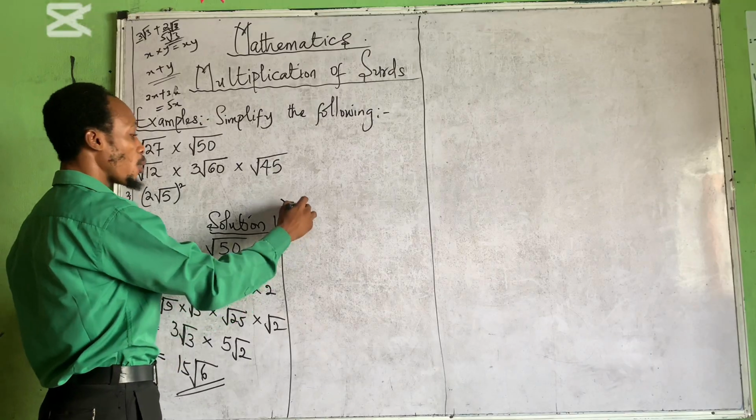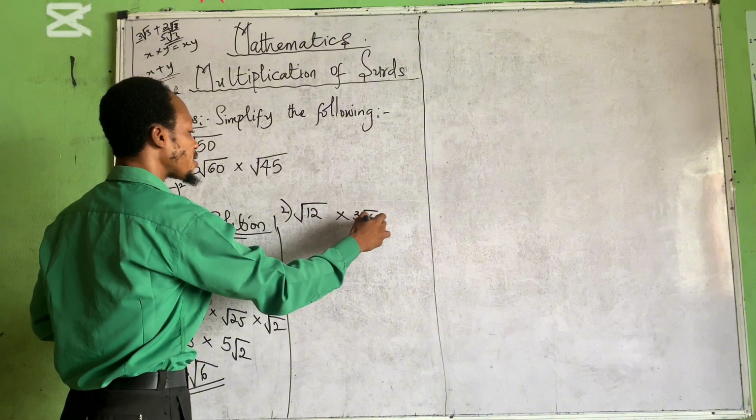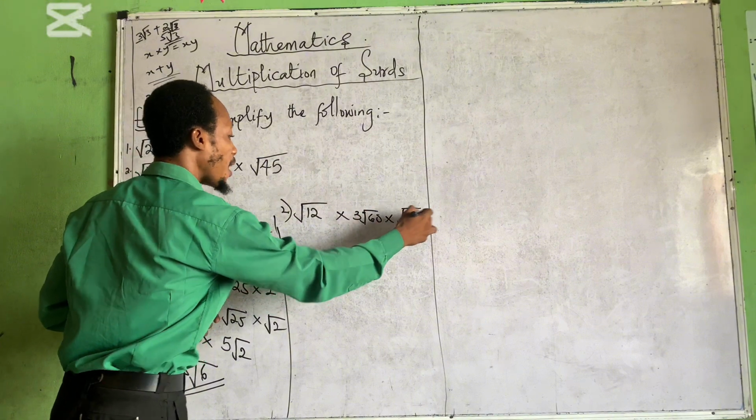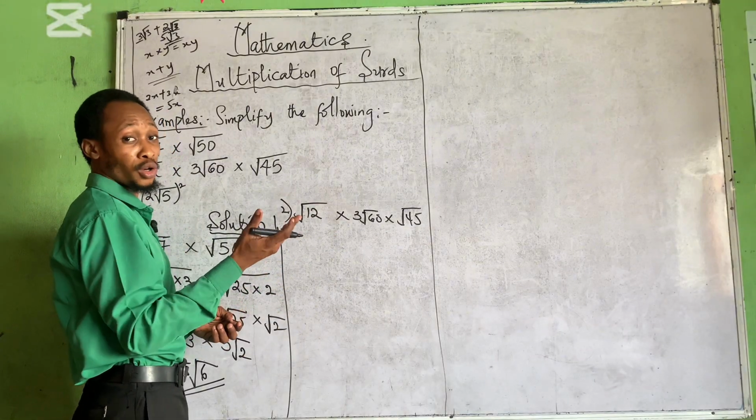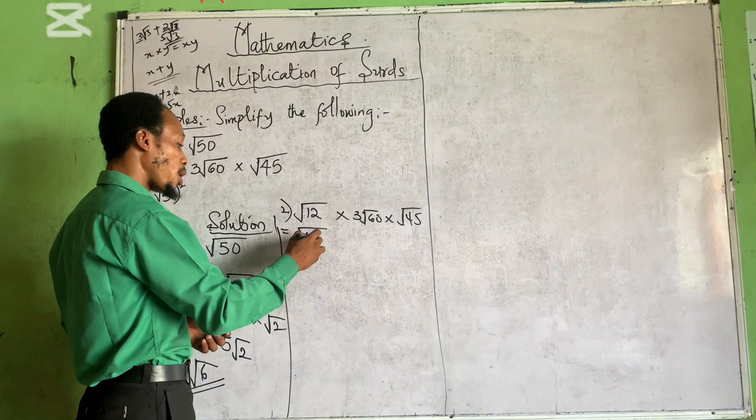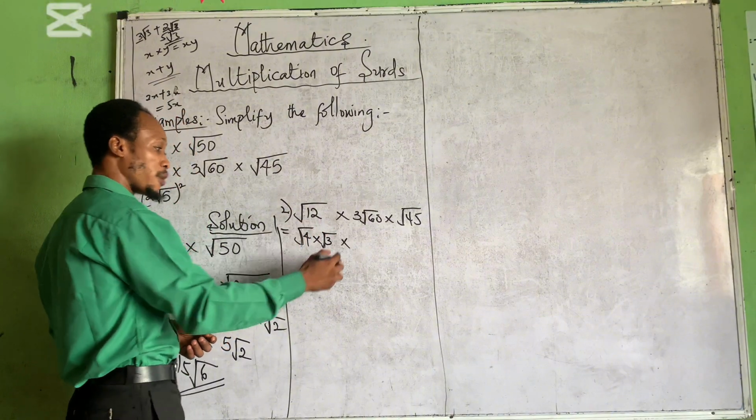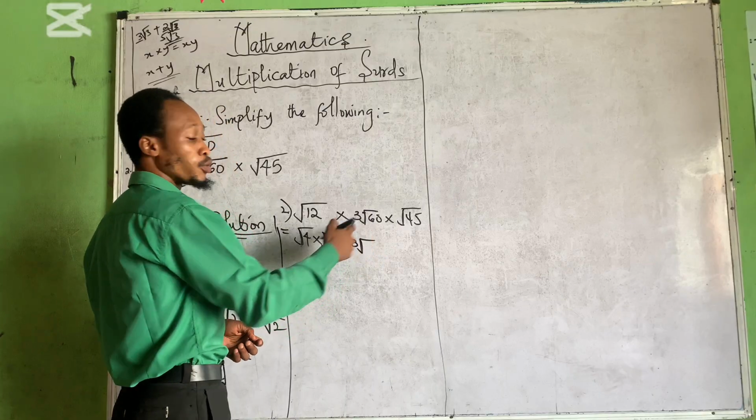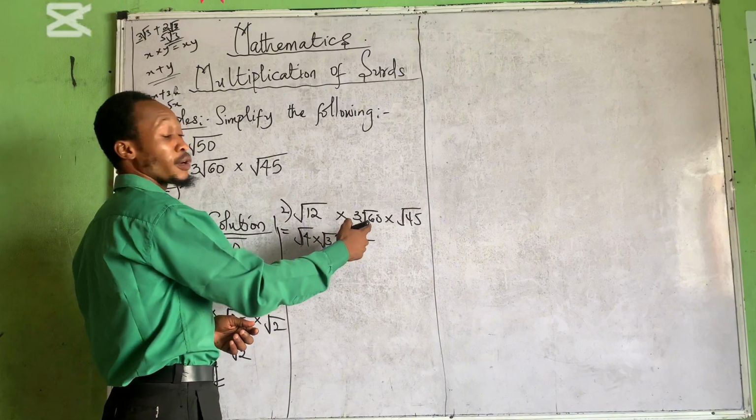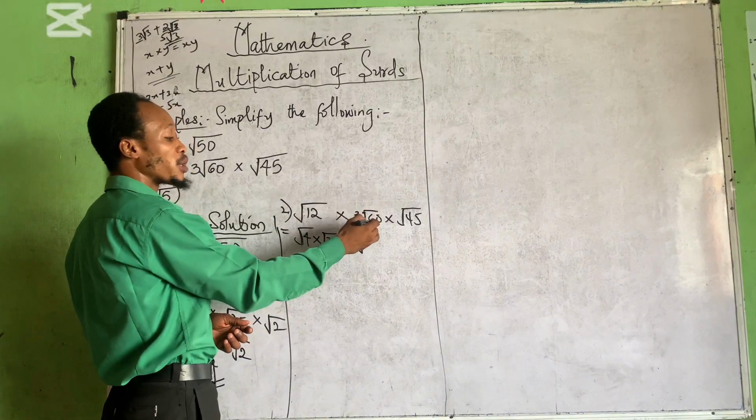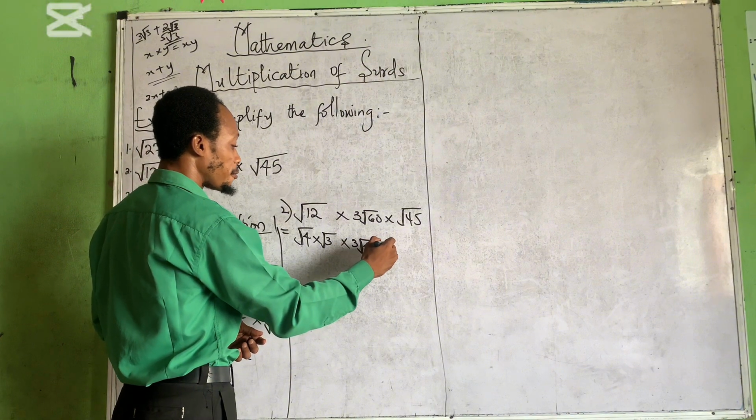So number 2, we have root 12 times 3 root 60 times root 45. We are going to split this. What do we multiply to get 12? 6 times 2 gives 12, but none of them is a perfect square, so let's pick 4. Root 4 times root 3 will give us root 12. For root 60, 15 times 4 gives 60, so let's put our 4 here and then times 15.